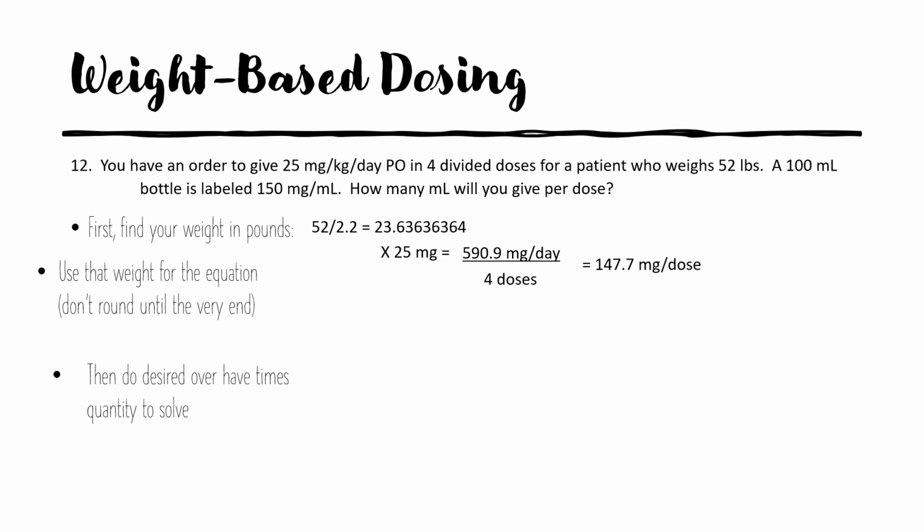And then I'm going to use that in my desired over have times quantity to solve. So 147.7 milligrams over 150 milligrams times my quantity of 1 milliliter, because I have that vial, that bottle that's labeled 150 milligrams per milliliter. The fact that it's a 100 milliliter bottle is not significant. That's just some fluff there. And it gives me 0.99. Round that to 1 milliliter per dose.